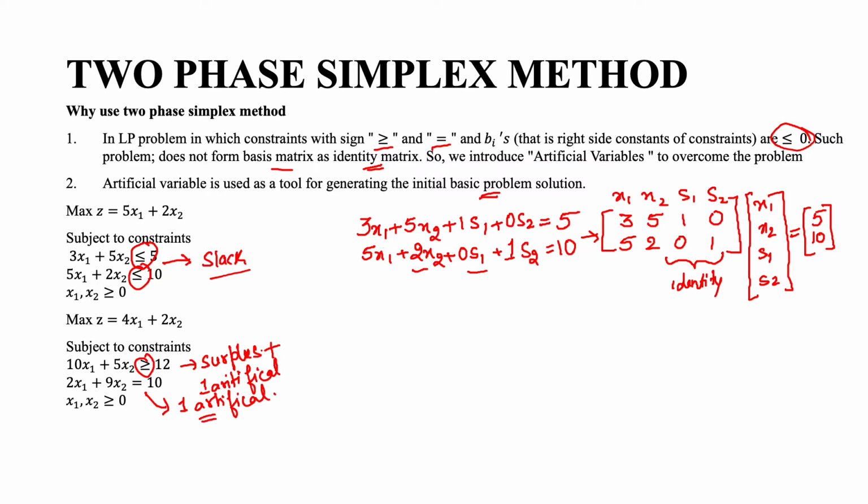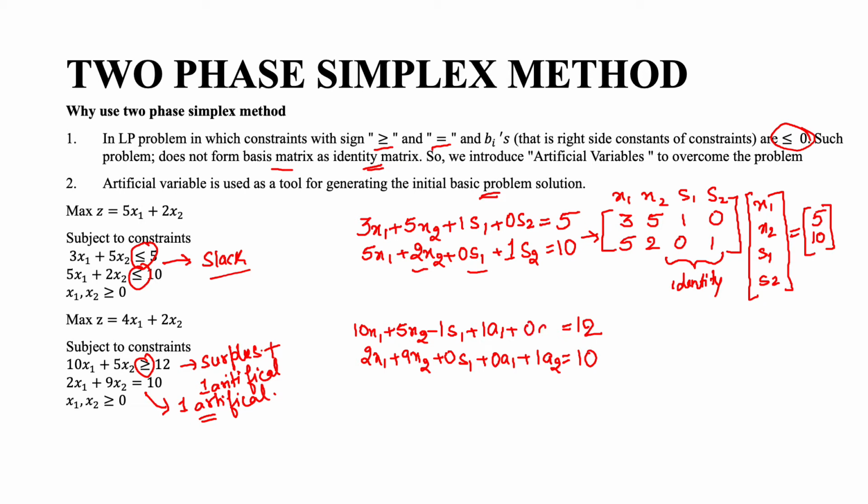So what will happen with the help of the artificial variable? If you see, my new equality constraints will be 10x1 plus 5x2, the surplus variable will be minus 1 s1, then one artificial variable, which will make it equal to 12. Similarly for the second equation, 2x1 plus 9x2, no surplus variable, this artificial variable is also 0, and one new artificial variable to make it an equality constraint.